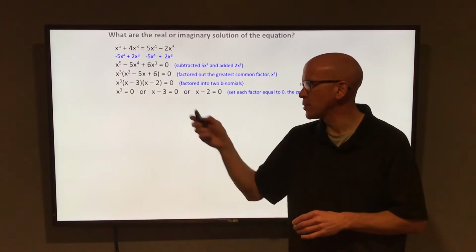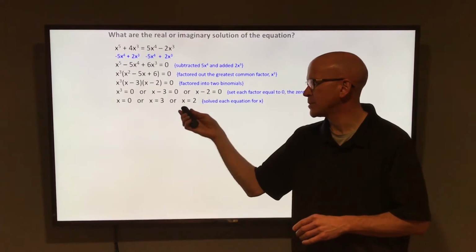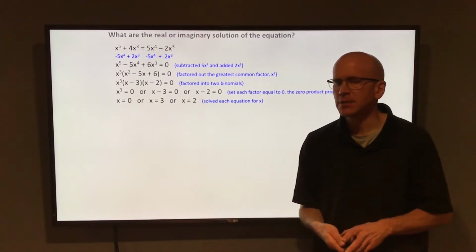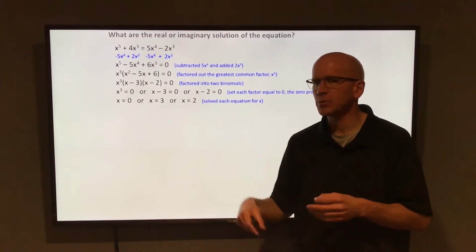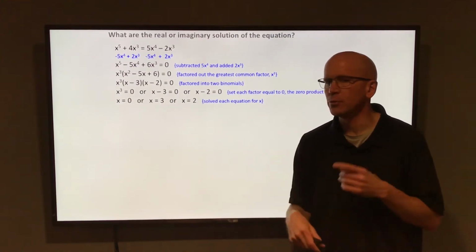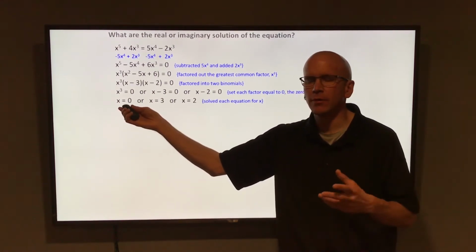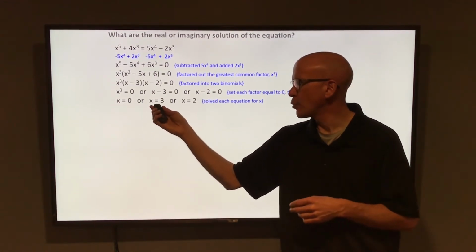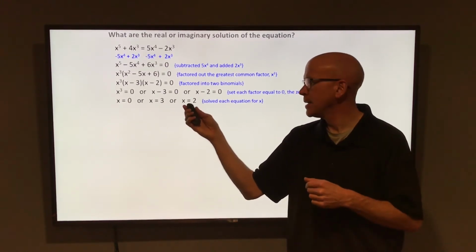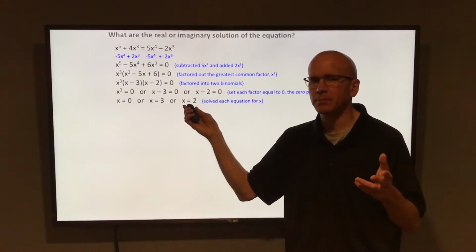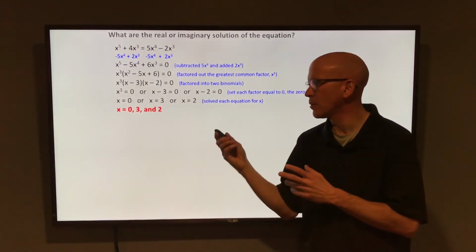With the x minus 3 equals 0, just add 3 to both sides, you get x equals 3. And with the x minus 2 equals 0, add 2 to both sides, get x equals 2. Remember, x equals 0 three times, x equals 3 one time, and x equals 2 one time. When we talked about multiplicities, 0 is a 0 of multiplicity 3. 3 is a 0 or an x-intercept of multiplicity 1. It shows up once. And 2 is a 0 or an x-intercept of multiplicity 1. It shows up once as well. So the solutions here would be 0, 3, and 2.